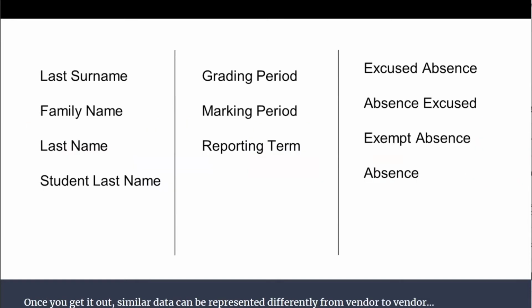Now, once we get the data out, similar data can be represented very differently. On the left column, we have the student last name. We can call that student last name, but other vendors may call that last name. Some may call it family name and others last surname. And so that's just a look at how disparate the data can be in terms of location, access, and what it actually looks like.